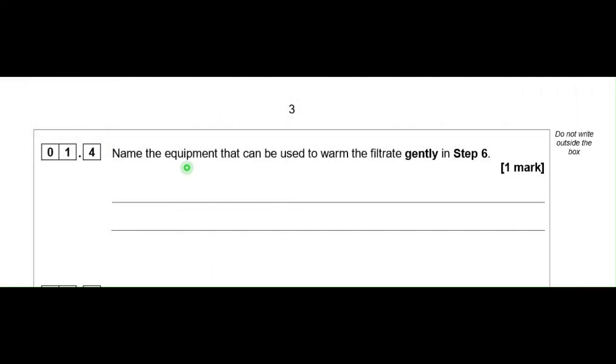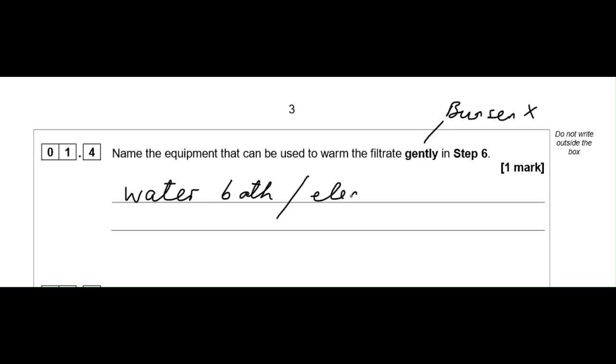1.4. Name the equipment that can be used to warm the filtrate gently in step 6. And this is a 1 mark question. Now, to warm something gently to make crystals, a Bunsen burner is definitely not a thing you would use. It's out. So what you'd use is a water bath, which is a basin on a beaker of boiling water, or a specialised electric heater for 1 mark.